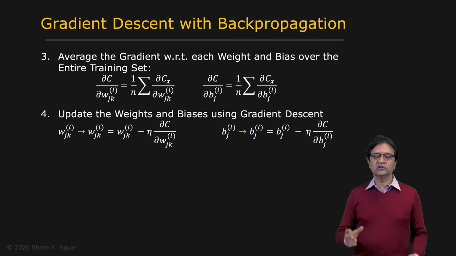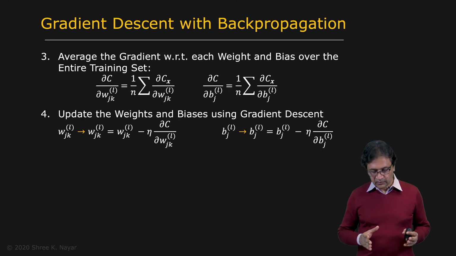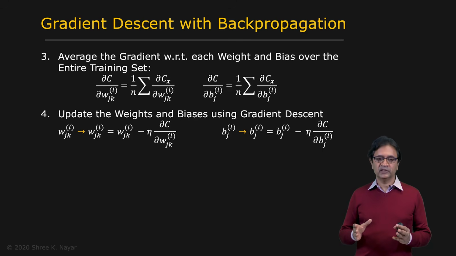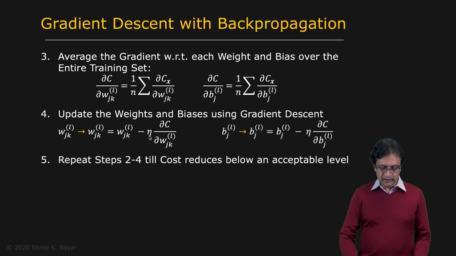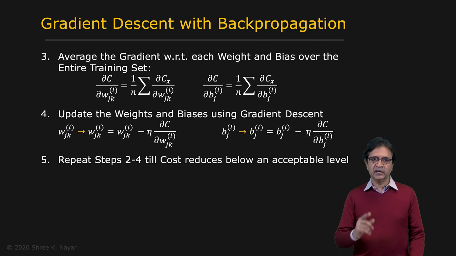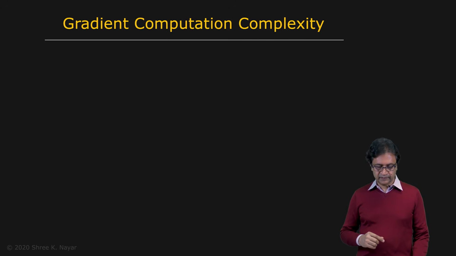And then using those derivatives, we know how to update using gradient descent. We're going to update the weights and biases using some learning rate, eta, a conservative enough learning rate. And then you essentially repeat steps 2 to 4 till the cost reduces below some acceptable level. Repeating it are really the iterations of gradient descent.